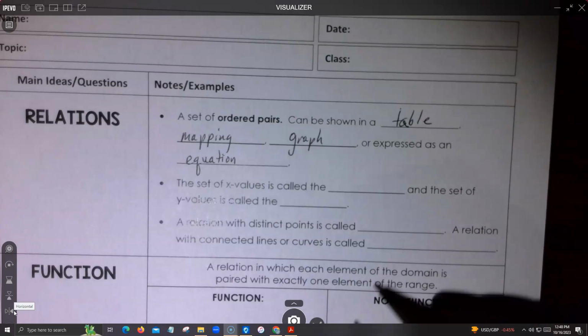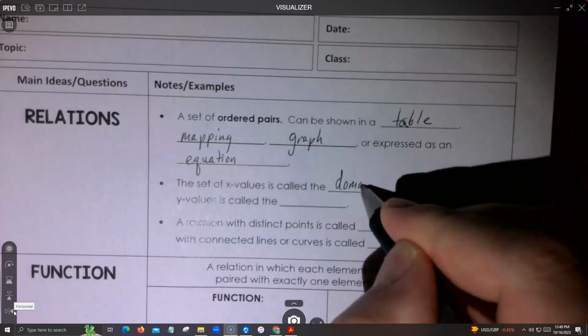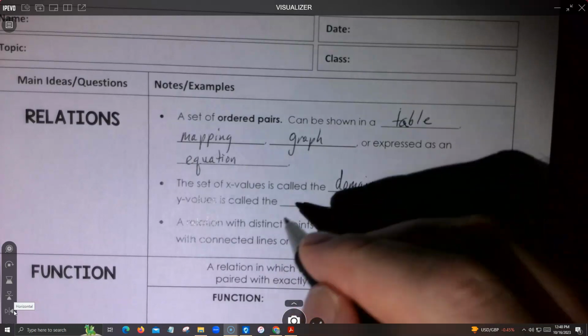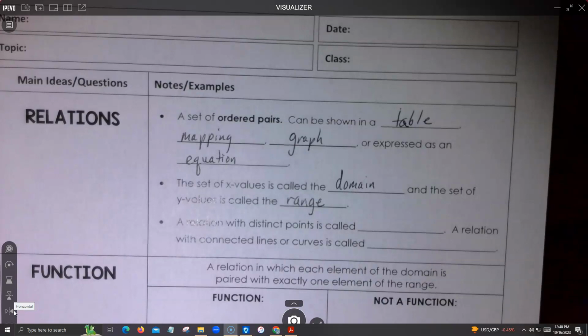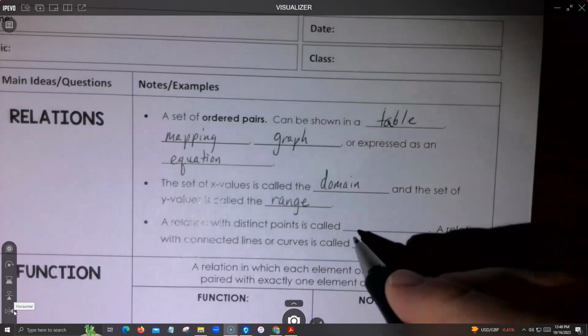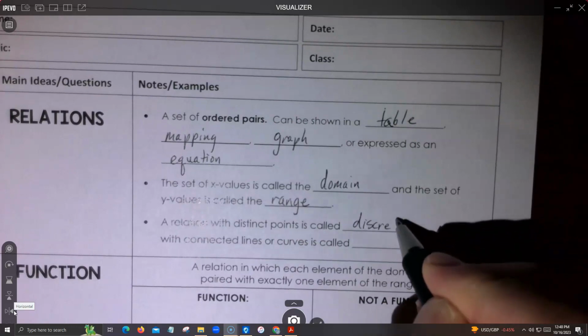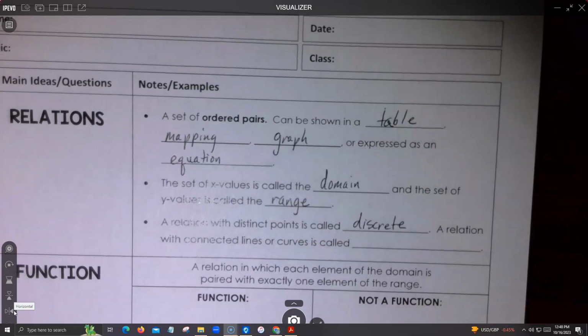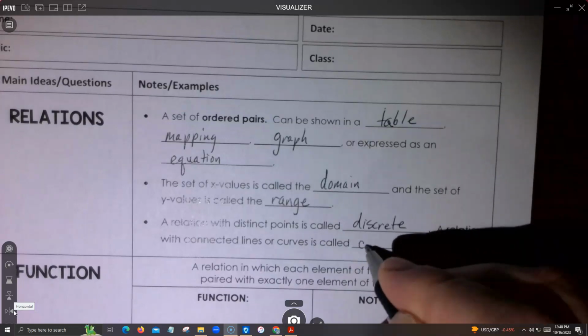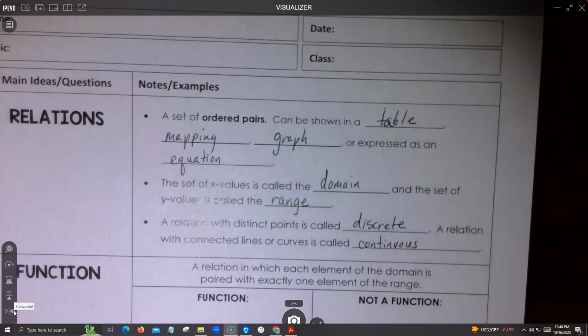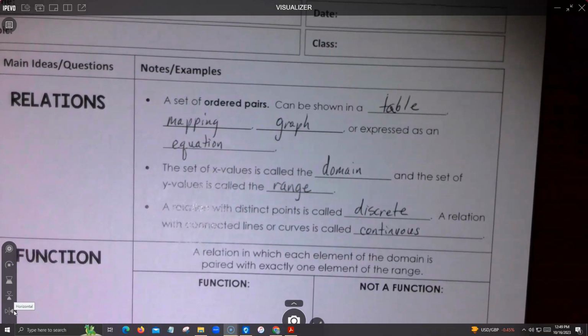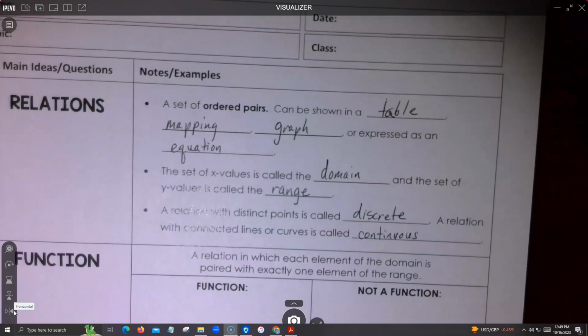The set of x values is called the domain, and the set of y values is called the range. Okay. A relation with distinct points is called discrete. Think of a bunch of dots on a graph. That would be considered a relation. And a relation with connected lines or curves is called continuous, meaning there are no gaps, there are no holes. It's just what's called continuous.